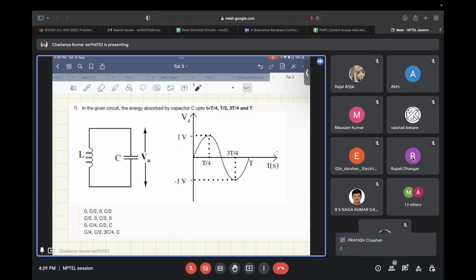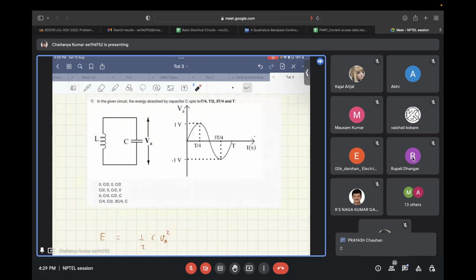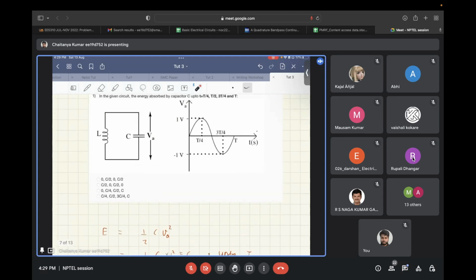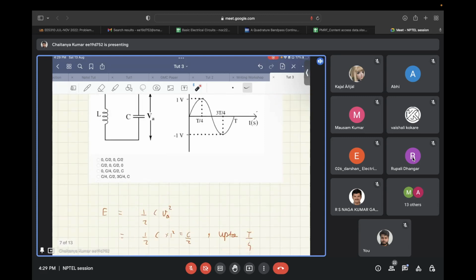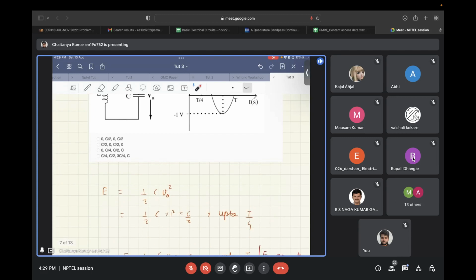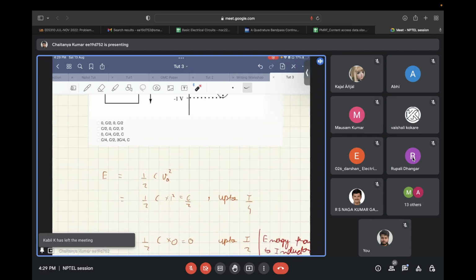Okay, so let's see how to solve this question. We know that the energy stored in a capacitor is a function of the voltage across the capacitor, and it is related by the relation: energy equals half C times V squared. Now, up to T by 4, the energy that is stored is 1 by 2 into C into 1 square, that comes out to be C by 2. Now, up to T by 2, the energy goes to 0.